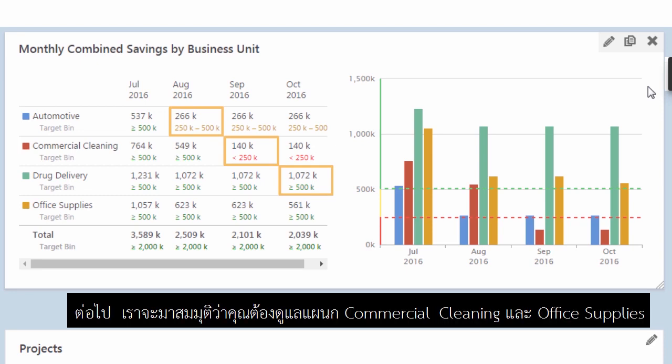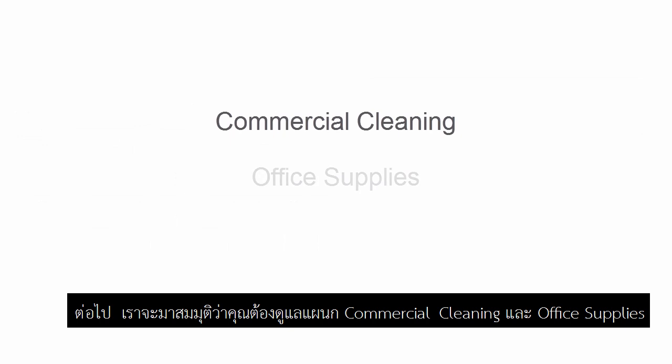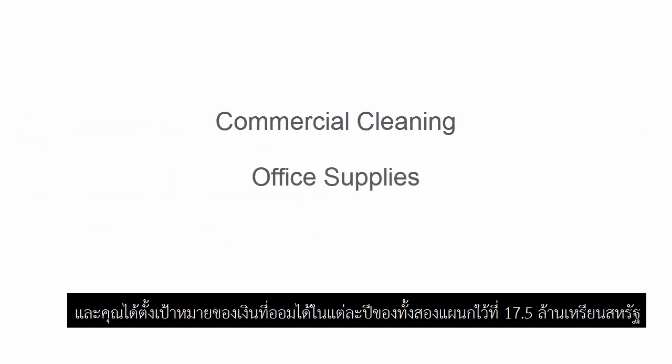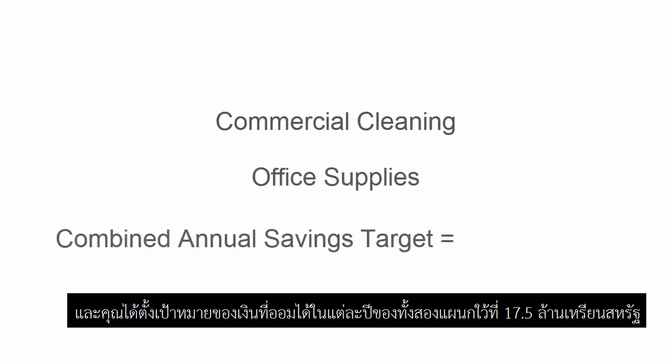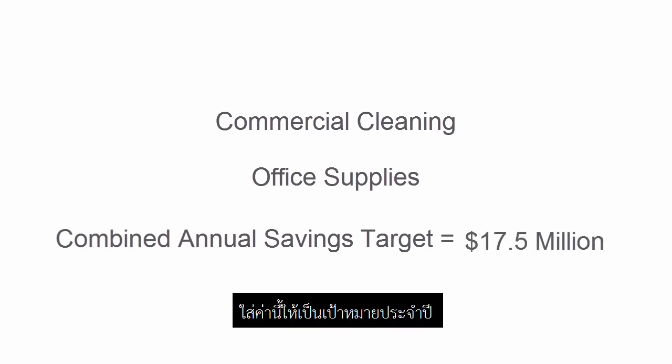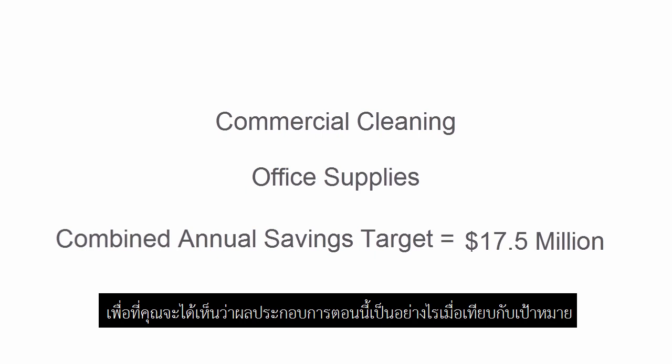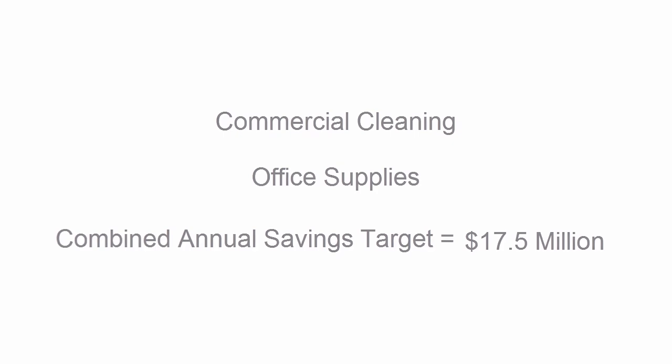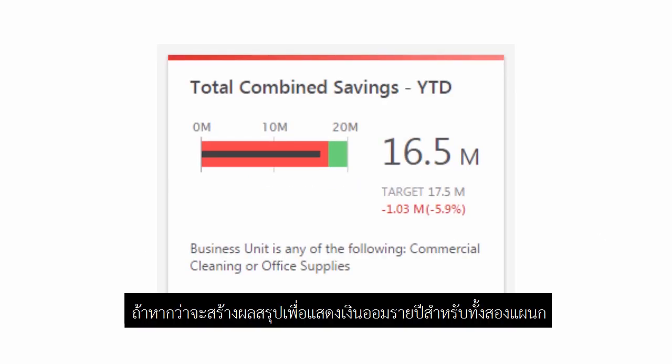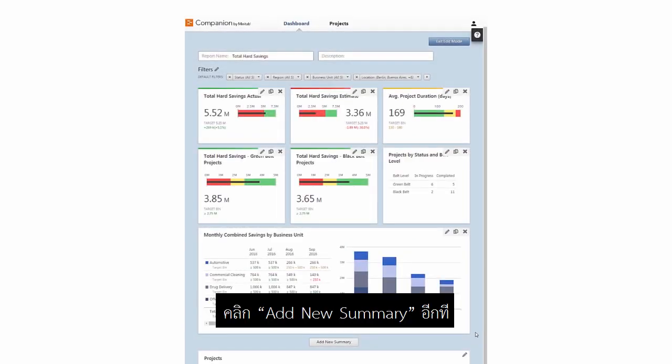Next, suppose you are responsible for the commercial cleaning and office supplies units, and you've set up the combined annual savings target for those two units at $17.5 million. Enter this as a yearly target to help you see how you're doing year-to-date against that target. To build a summary showing year-to-date combined savings for the two units, click Add New Summary again.